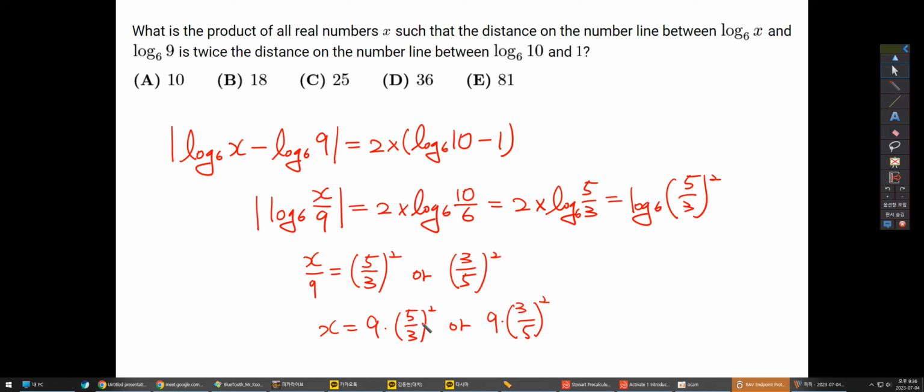Okay, so when these two numbers are multiplied, actually the fractions cancel. So what is 9 times 9? 81. Yep.